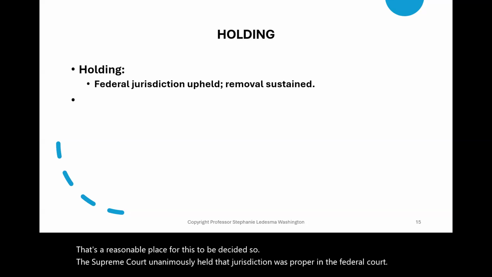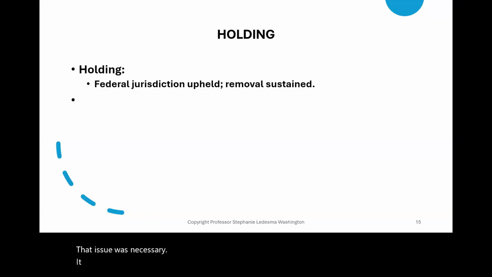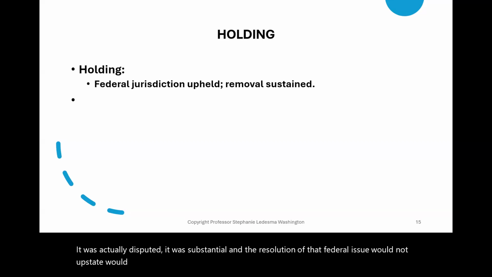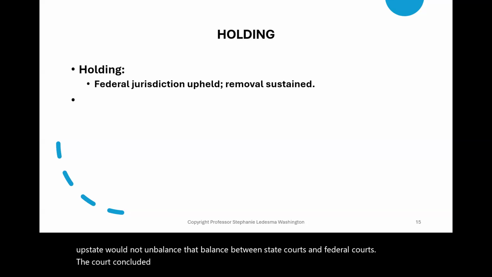The quiet title action depended entirely on the meaning of federal statute 26 USC 6335A. That issue was necessary. It was actually disputed. It was substantial, and the resolution of that federal issue would not unbalance the balance between state courts and federal courts. The court concluded that since all 4 Grable factors were satisfied, removal to the federal court was proper, and the removal was affirmed under 1331.